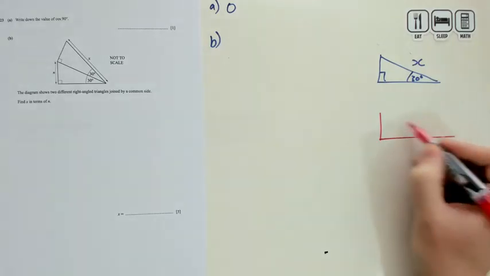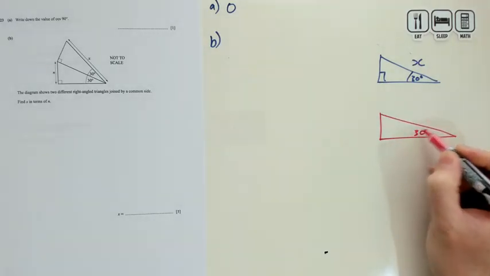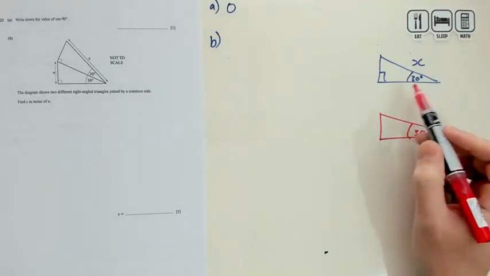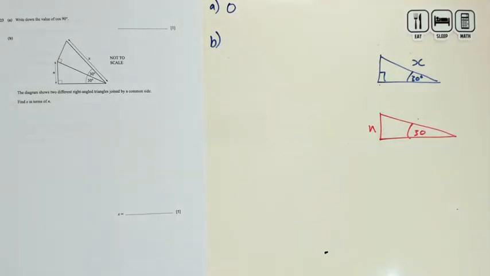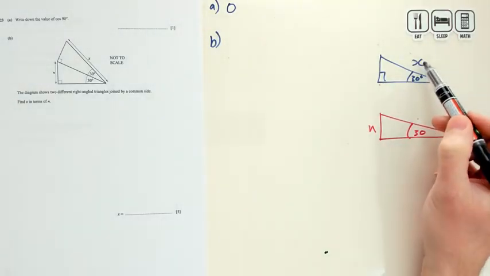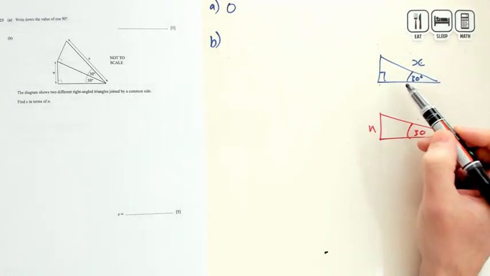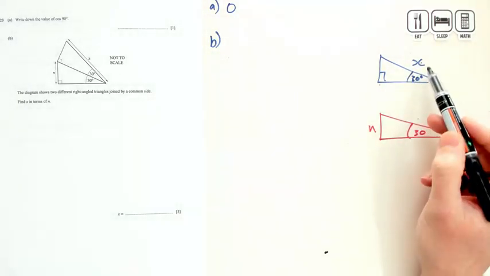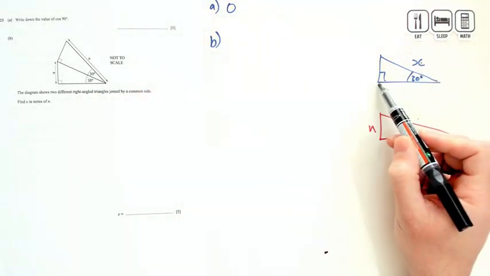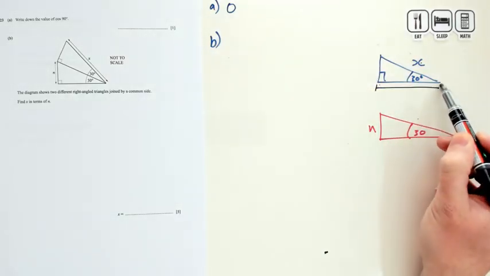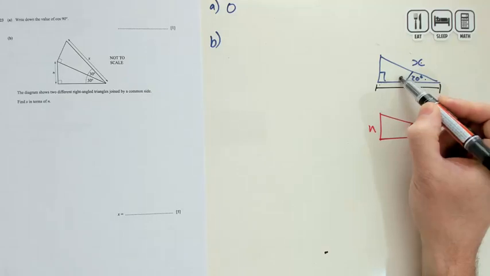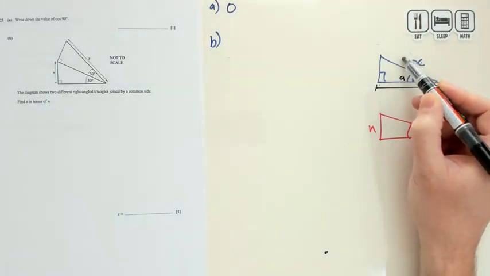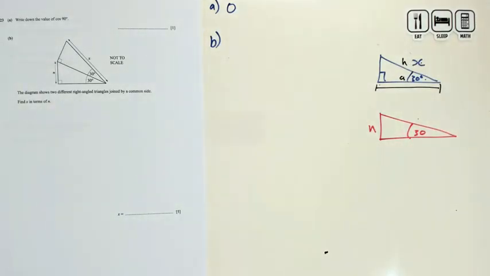This is the second triangle. This is also 30 degrees. And this length and this length are the same, but this is n. Since I have this x and that angle, if I want to get from n to x, I'm going to go from the top down. I should be able to work out that length. If this is my reference angle, this is adjacent, and that is the hypotenuse. So I am going to have to use cosine.